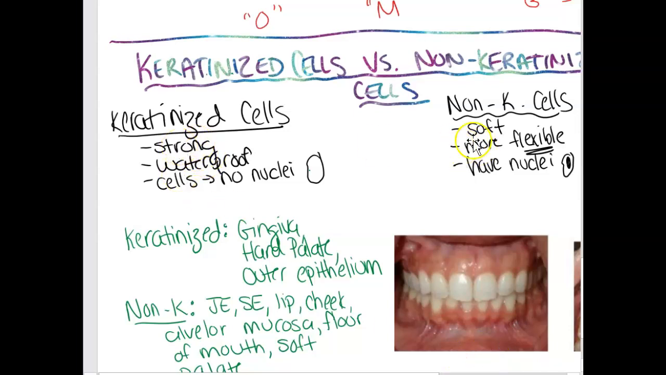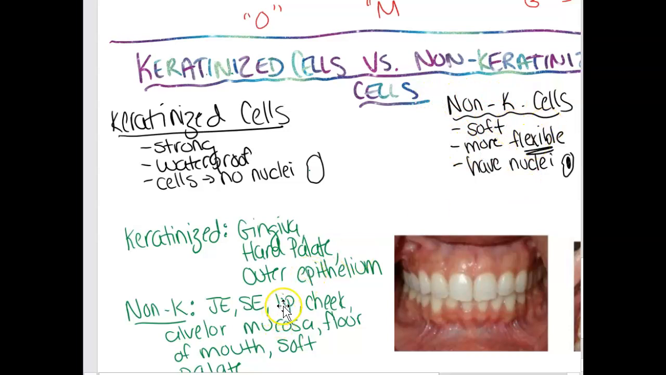Is that hard? Or is that soft? It's soft because it is flexible. I can move it, I can flex it, I can squish it with my hand. I can squish my mucosa. So your alveolar mucosa, your lips are considered non-keratinized because it's soft, it's more flexible.